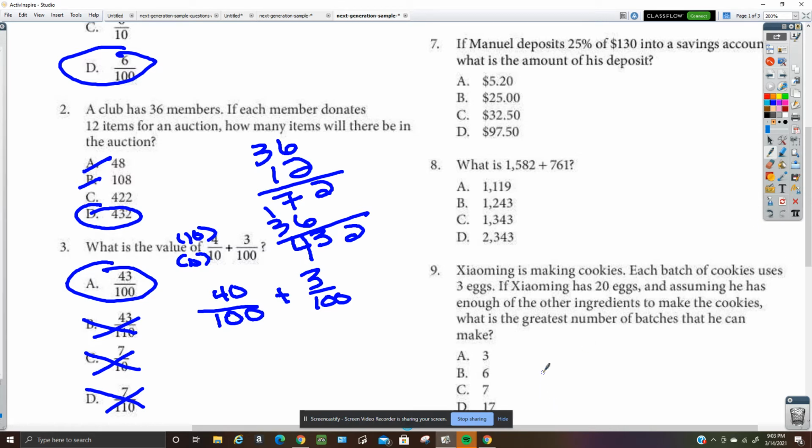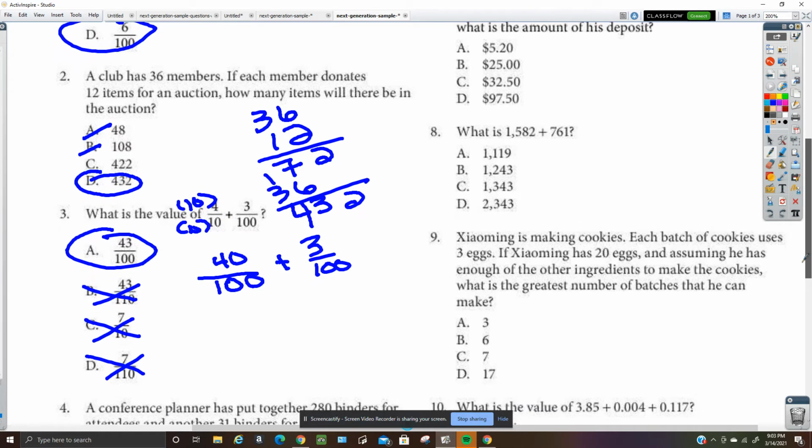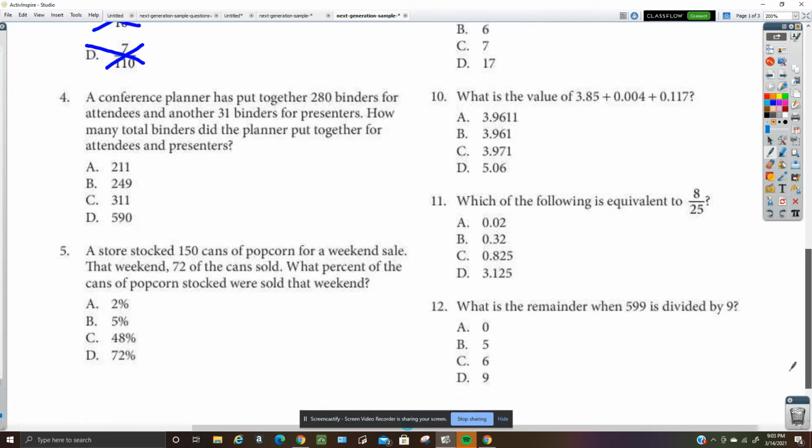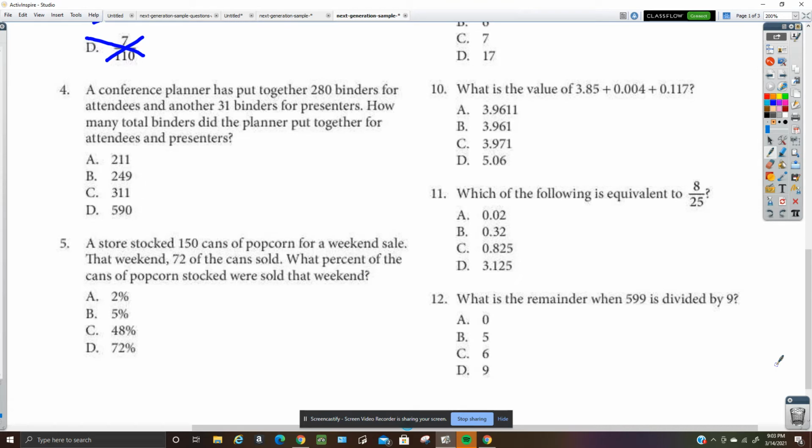So let's scroll down here. So a conference planner has put together 280 binders for attendees, another 31 binders for presenters. How many total binders did the planner put together for attendees and presenters? That's just adding 280 and 31. So we can eliminate these two because that's less than 280. 111, carry 1, you get 311.